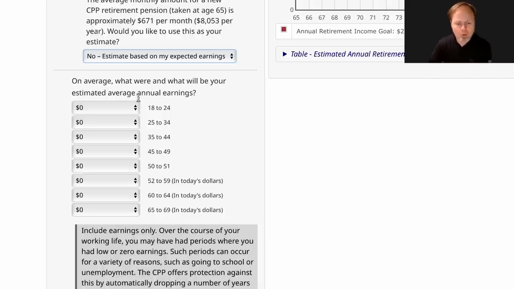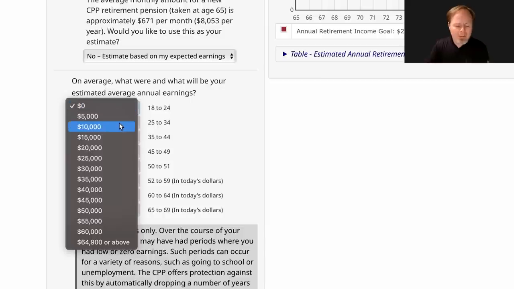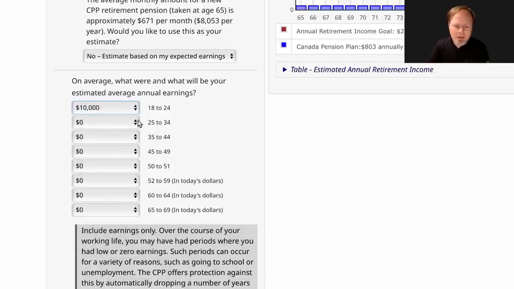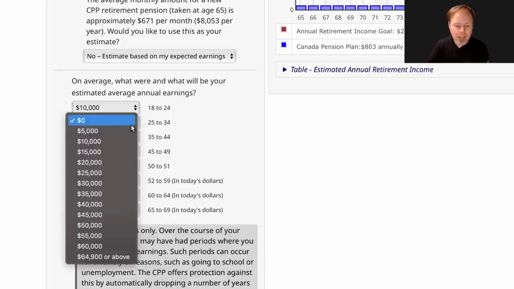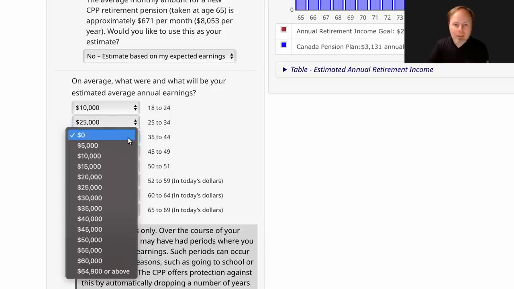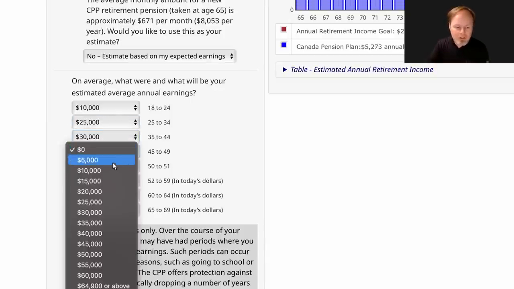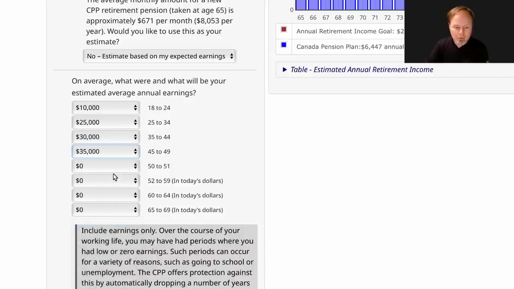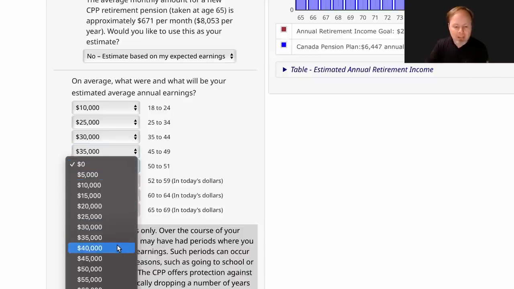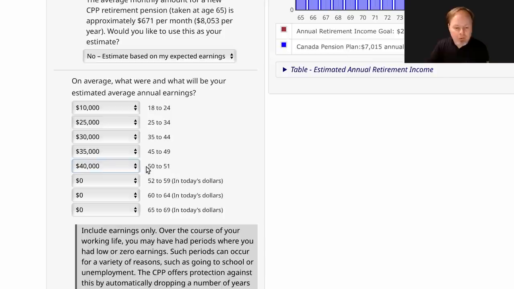So, for example, let's go back and say, okay, during late high school, university, I made $10,000 on average during that period. So these are averages for that period. And then I graduated from university, and let's just say I made $25,000 for that period, and then $30,000, and just, you know, slowly increased pretty level in terms of my income. And there I am at 50, 51.